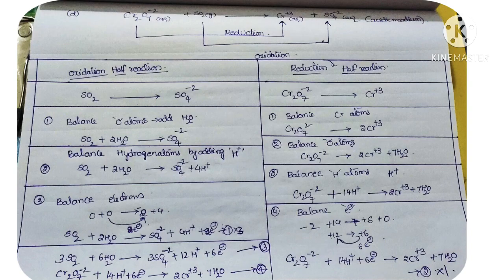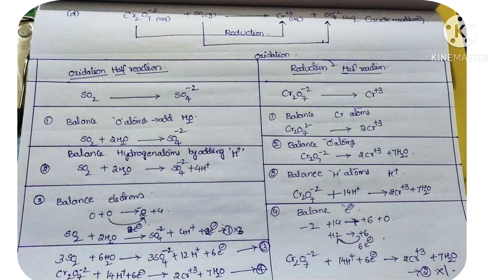The next equation we balance is in acidic medium. The equation is Cr2O7 minus 2 plus SO2 gas gives rise to Cr plus 3 aqueous plus SO4 minus 2 aqueous. We balance this equation in acidic medium by using the ion-electron method.